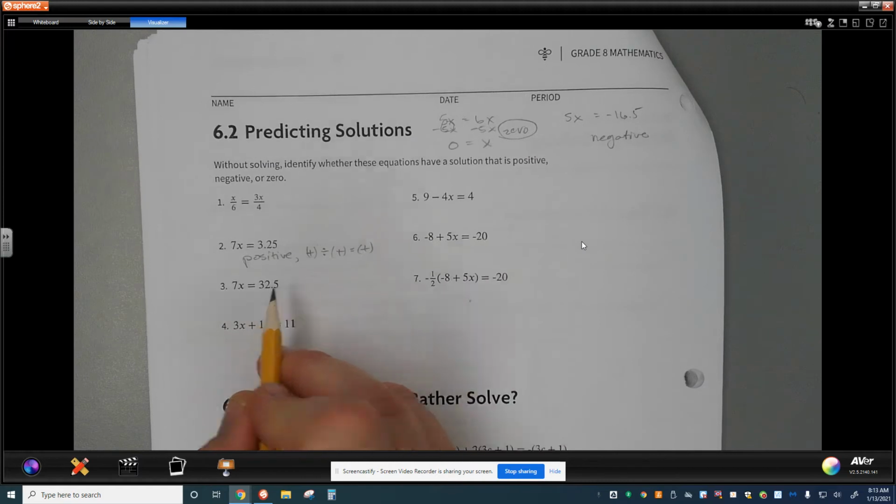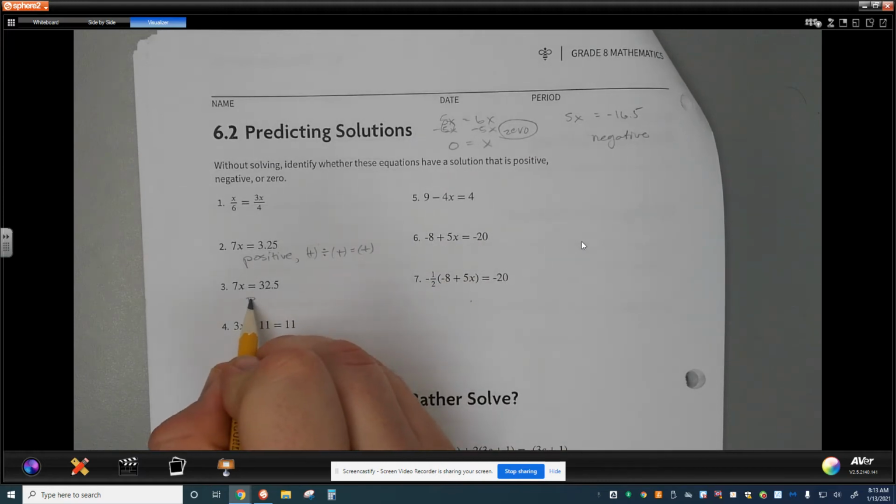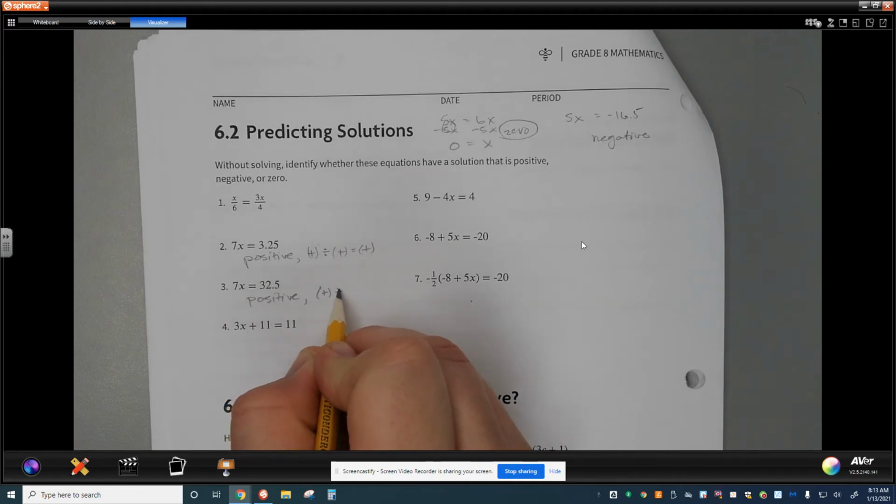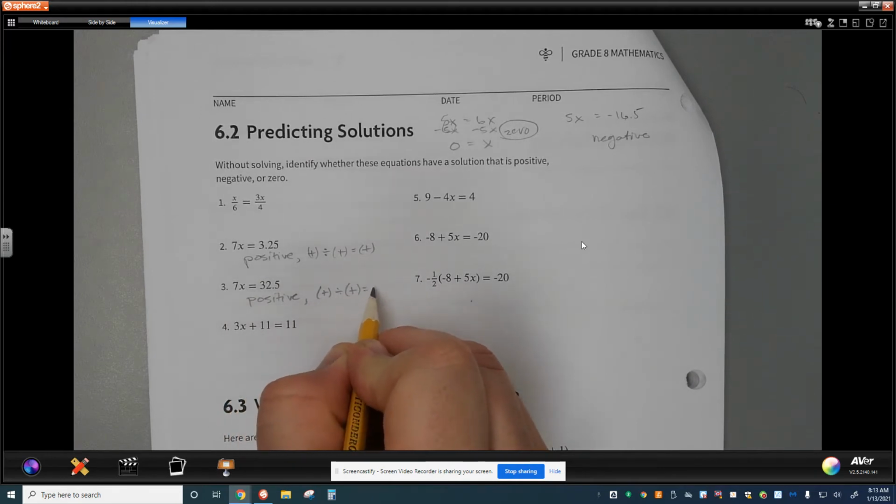Okay. Looks like number 3, it's basically the same thing. It's only this number is 10 times bigger. So I could say the exact same thing. I have a positive outcome because a positive divided by a positive equals a positive.